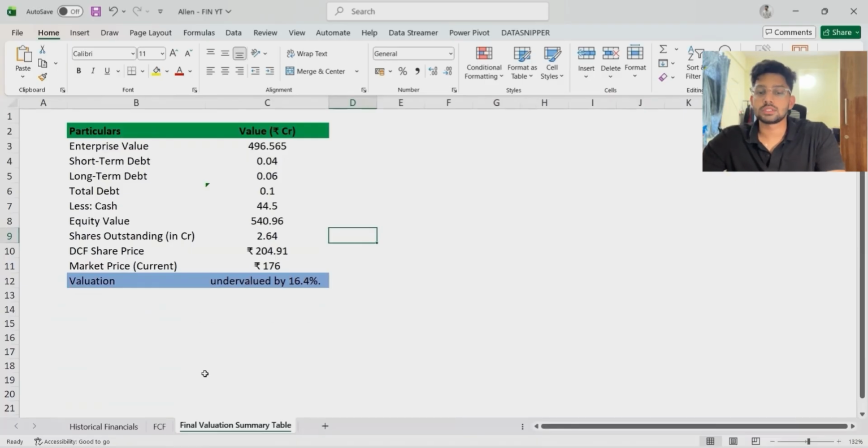Now, before going further, let's understand what DCF modeling actually means. DCF, or discounted cash flow, is a method used to estimate the intrinsic value of a company or a business based on the future cash it can generate. The basic idea is simple. A business is worth the present value of all future cash flows. So in this model, we will first calculate free cash flow, then determine the discount rate using WACC, estimate the terminal value, discount all cash flows, and finally arrive at the value of the company.